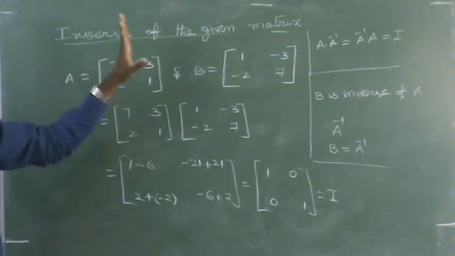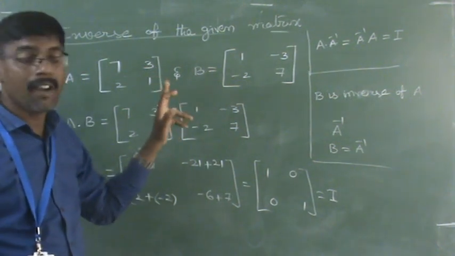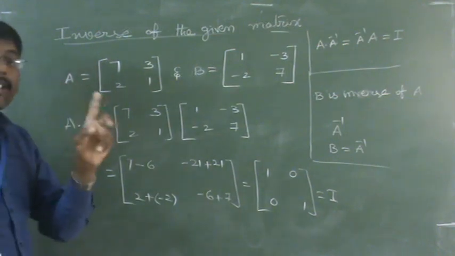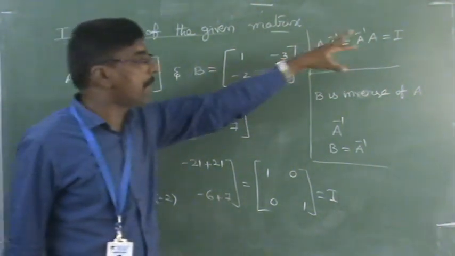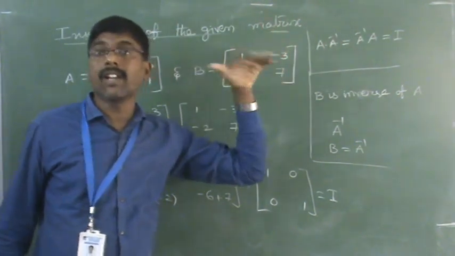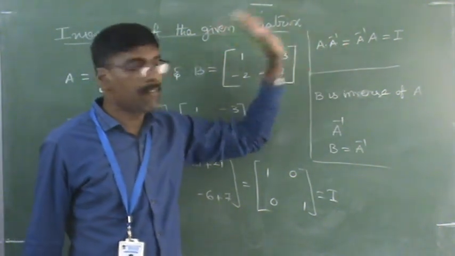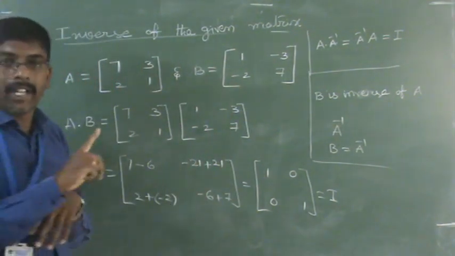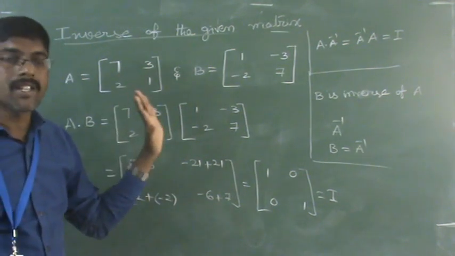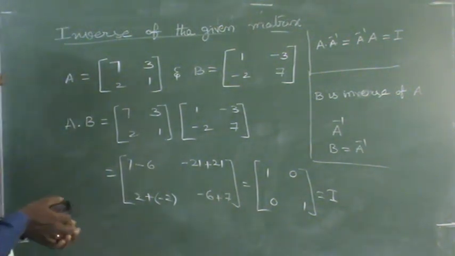First we need to identify the meaning of the inverse of the given matrix. When the matrix A is multiplied with one more matrix, the resultant should be a unit matrix. That one more matrix is called the inverse of the given matrix A, denoted by A inverse. First we need to understand the meaning of inverse, and next, how to find the inverse of the given matrix.